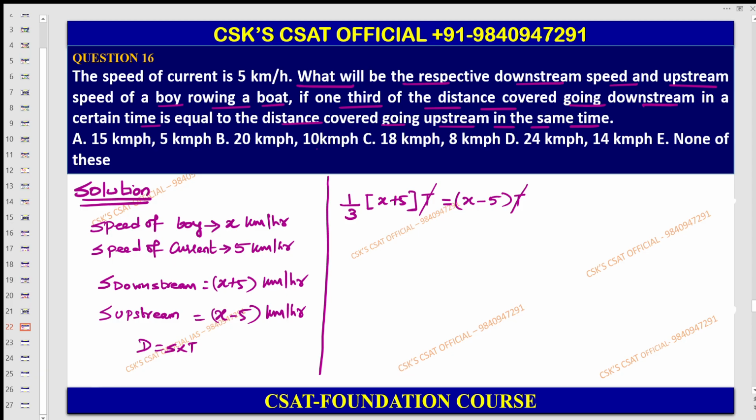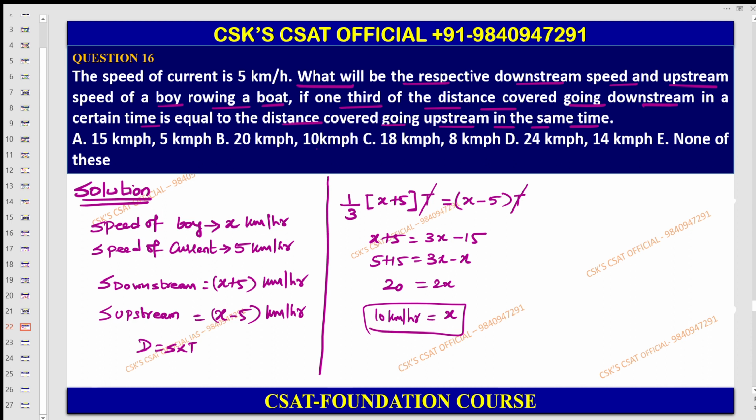Now arrange this. x plus 5 is equal to, cross multiplying the 3 towards the RHS, 3x minus 15. Then bring this here, 5 plus 15, 3x minus x, which is equal to 2x. 2x is equal to 20. Then x becomes 10 km per hour. After knowing the value of x, what does the question demand? You need to find the downstream speed, which is x plus 5, so 10 plus 5, which is 15 km per hour.